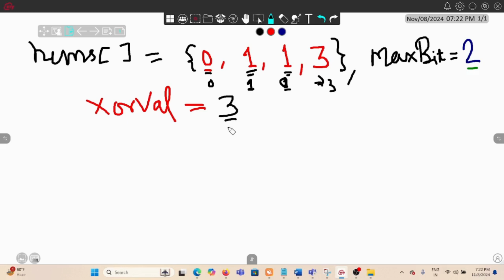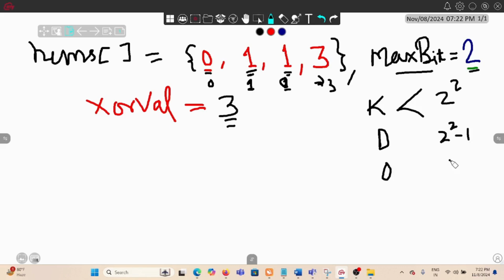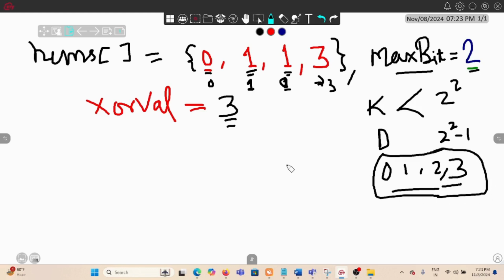Now our task is to see here, this is the max bit. It says that k should be picked in such a way that it is smaller than 2 to the power max bit. So in this case, 2 to the power 2 means k should be between 0 to 2 to the power 2 minus 1, whatever value it is. So it should be 0 to 3. So we have to pick a value like 0, 1, 2, 3, any one of these k such that if we do the XOR with the overall XOR value, it should produce the maximum value. This is what we have to do.